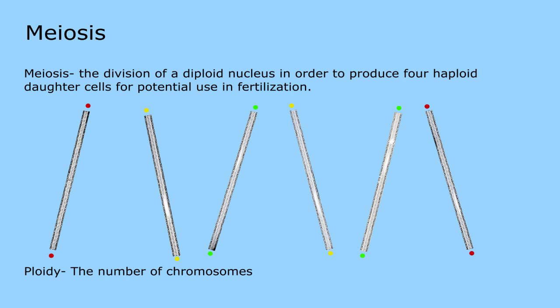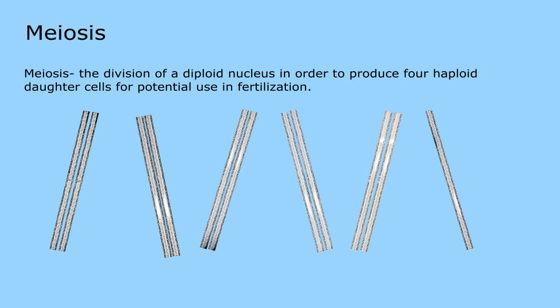Ploidy is the number of chromosomes in each set. What is the ploidy of this cell? Each colored dot appears around 2 different chromosomes. Therefore, this cell is diploid. Once meiosis can begin, the chromosomes have to replicate.